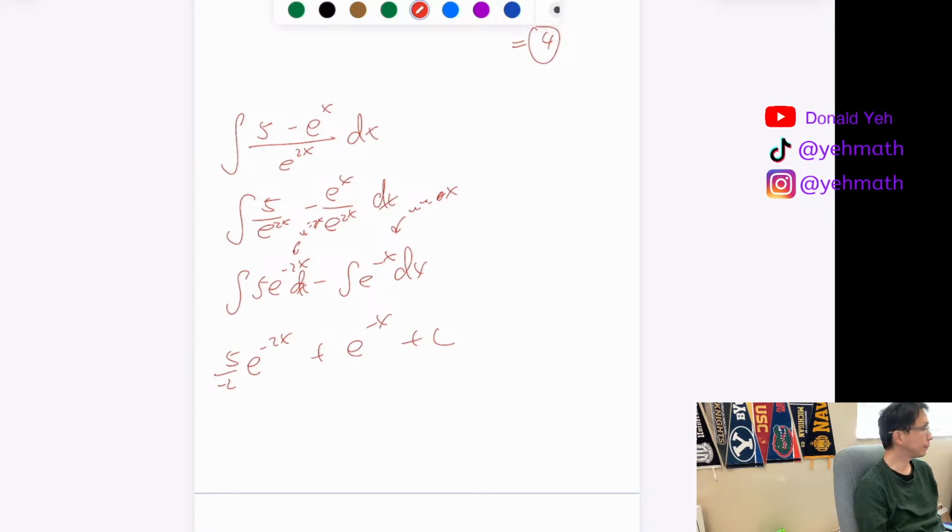Does the sign change since it's fractional integrals? Why does it change? Because u equals negative x, so du equals negative dx. So the negative sign will cancel and become positive. Next question.